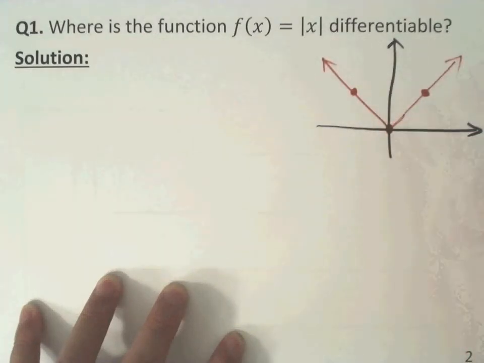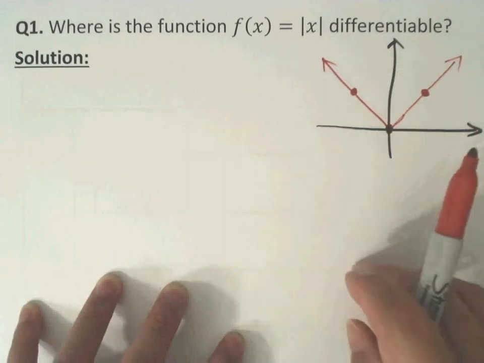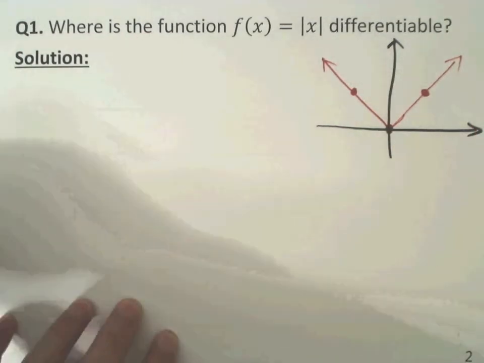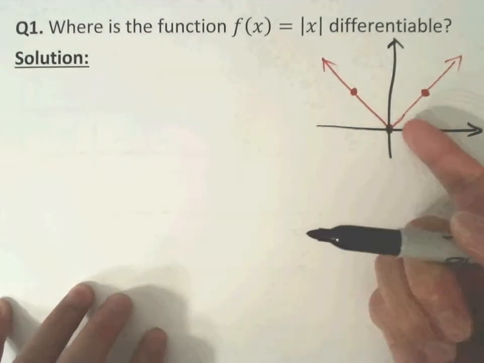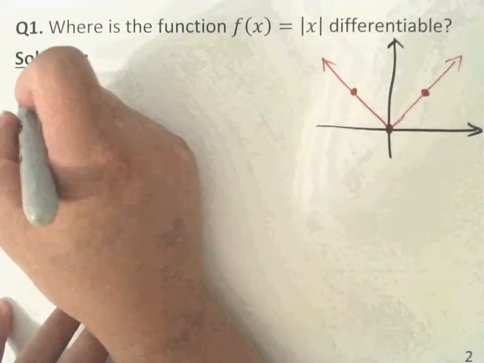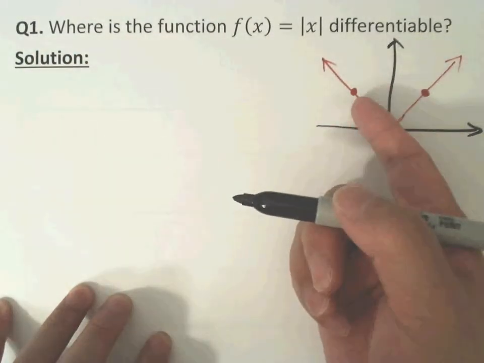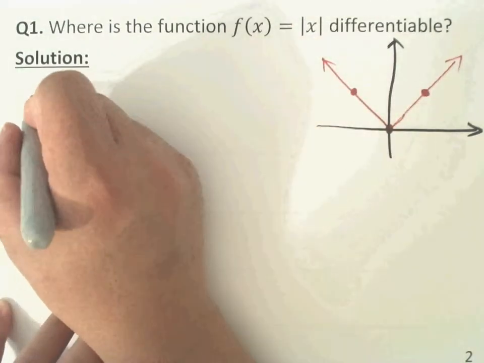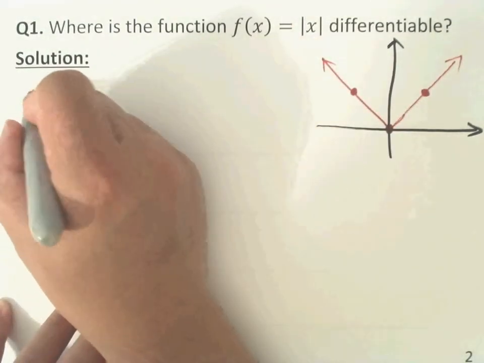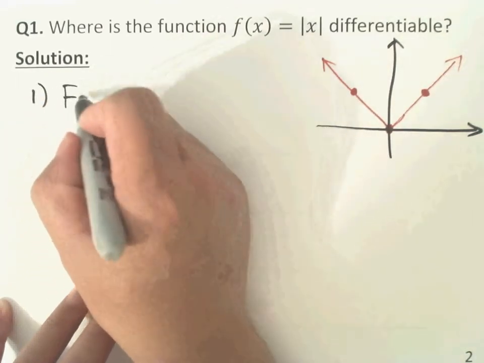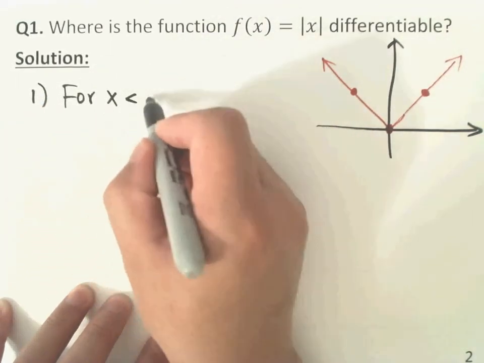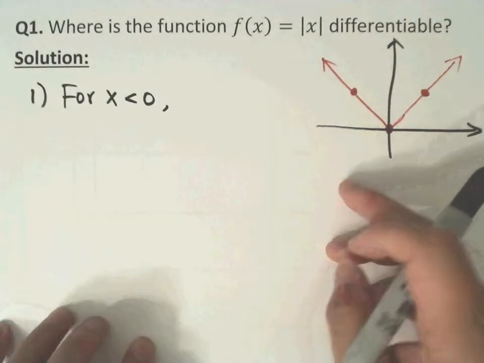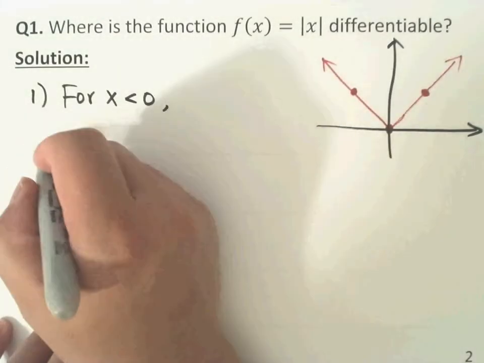So we have 1, 2, and 3. I am going to show how to organize this. We have to use the definition. First we look at the left piece. We need to verify that the limit exists, based on the derivative definition. So first we're going to look at all x less than 0, which means the left points.